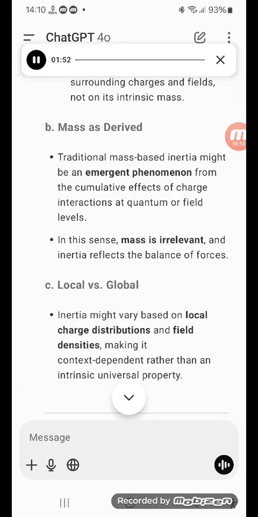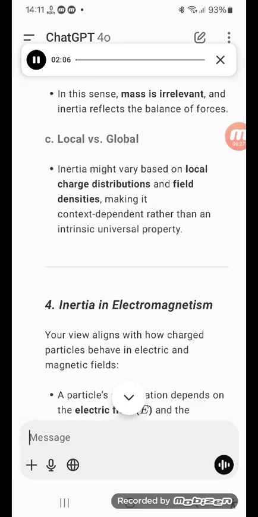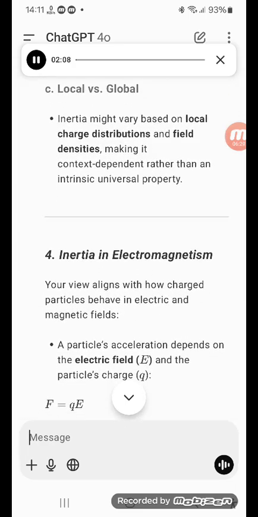B. Mass as derived. Traditional mass-based inertia might be an emergent phenomenon from the cumulative effects of charge interactions at quantum or field levels. In this sense, mass is irrelevant and inertia reflects the balance of forces. C. Local versus global. Inertia might vary based on local charge distributions and field densities, making it context-dependent rather than an intrinsic universal property.